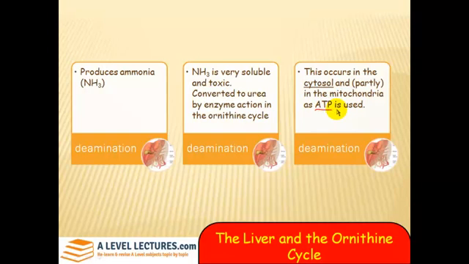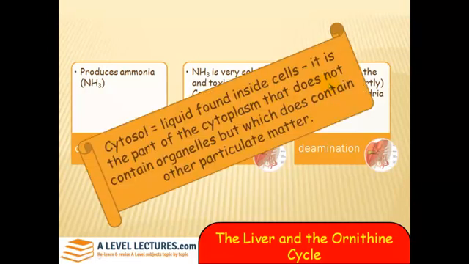Let's just pause for a moment and think about this word, cytosol. What actually is it? A quick definition: cytosol is the liquid found inside cells. It's a part of the cytoplasm that does not contain organelles, but which does contain other particulate matter. That's a little definition in case you've never come across the word cytosol before. Let's go back to the deamination bit, shall we?